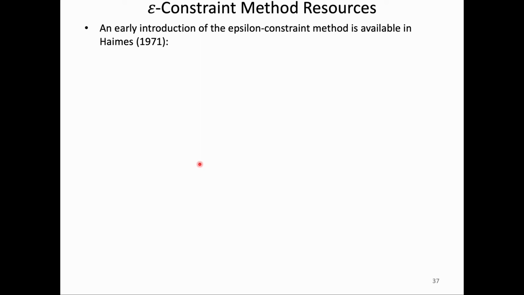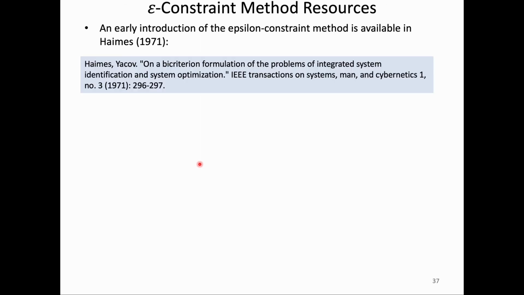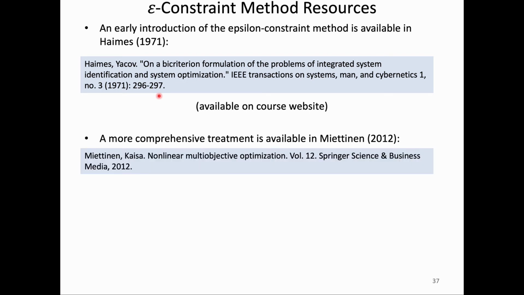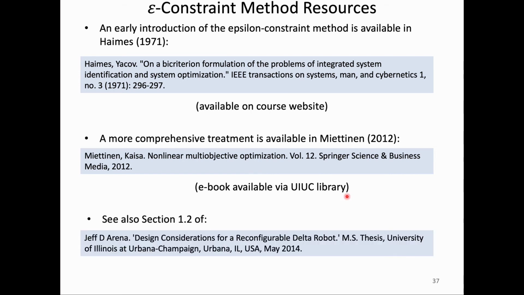One early introduction of the epsilon constraint method is found in this particular article. Here's the citation for it, and this is available on the course website. A more comprehensive treatment of the epsilon constraint method is found in this textbook, and this is available as an ebook through the U of I library as long as you log in with your library credentials. Also, you can have a look at section 1.2 from this master's thesis, and it includes a review of multi-objective optimization. This can be found on my research group's publications page, and there are actually several other articles on this publications page that treat multi-objective optimization in some detail if you're interested.